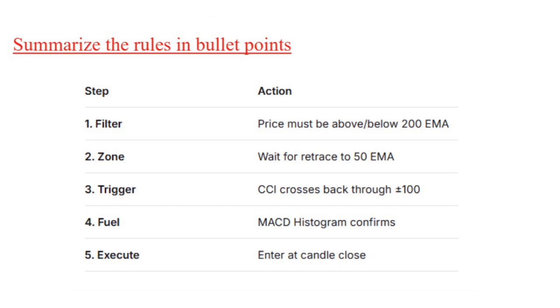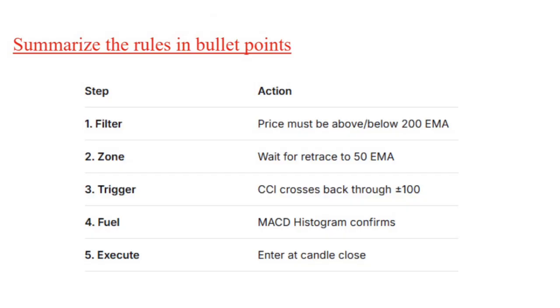Part 6. Conclusion and your homework step action. 1. Filter. Price must be above or below the 200 EMA. 2. Zone. Wait for retrace to the 50 EMA. 3. Trigger. CCI crosses back through plus or minus 100. 4. Fuel. MACD histogram confirms. 5. Execute. Enter at candle close.